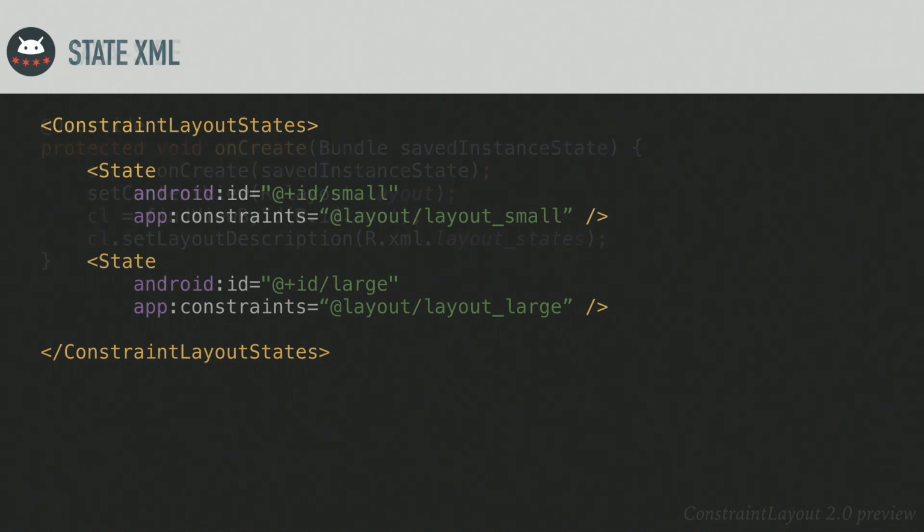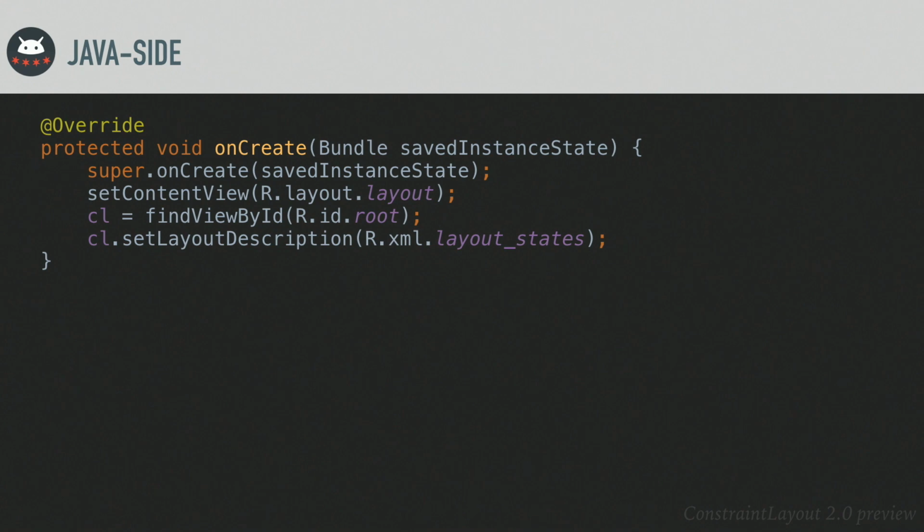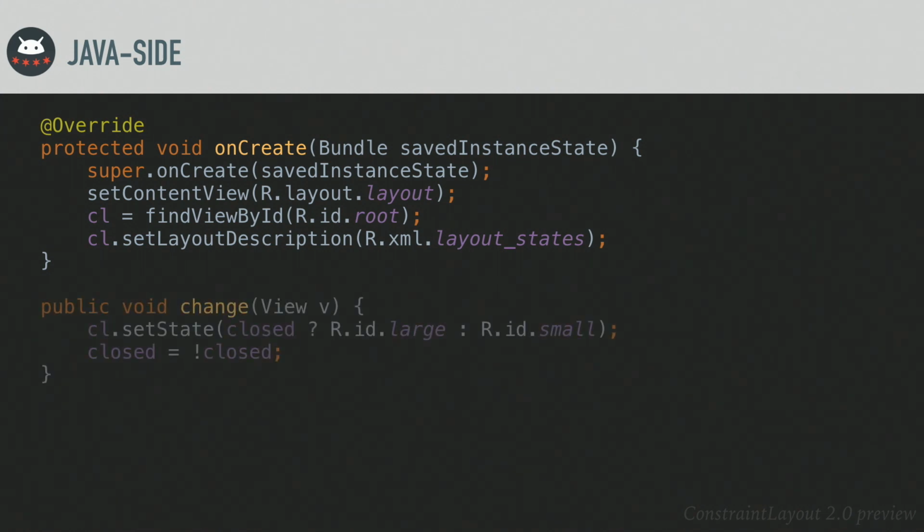You'll see. So then in onCreate, you can actually go and inflate that. You see the set layout description, and you give it the actual layout, the XML file. And that's going to now tell the system, the constraint layout, you have two states in you. And one state is this, and one state is that. So the constraint layout now knows about two states that it could be in. Then to change states, you simply say constraint layout set state, and it'll know to change the state.